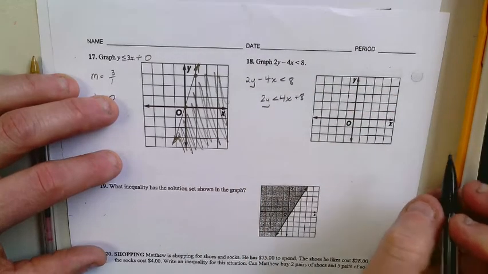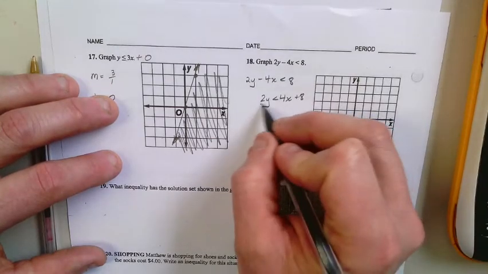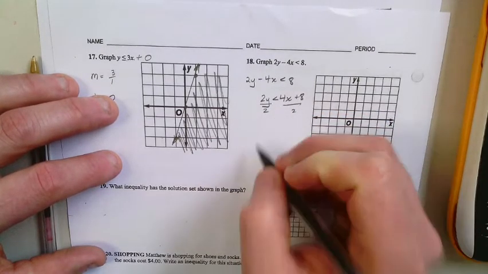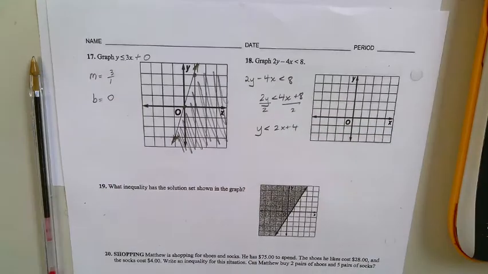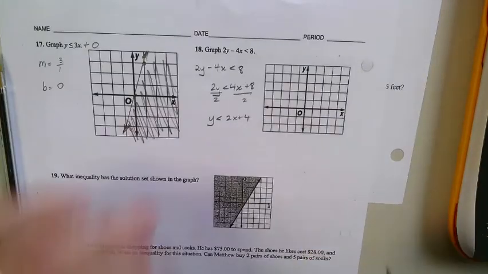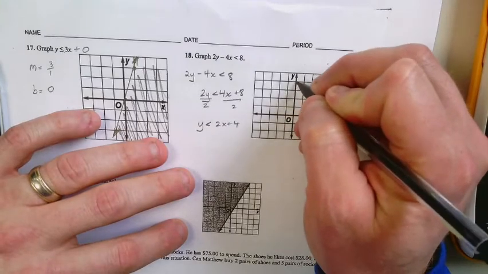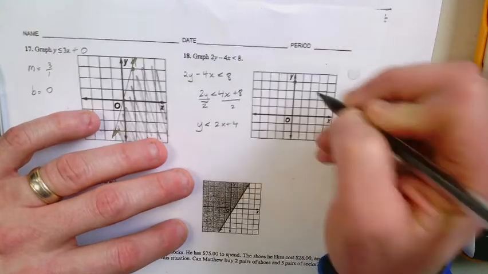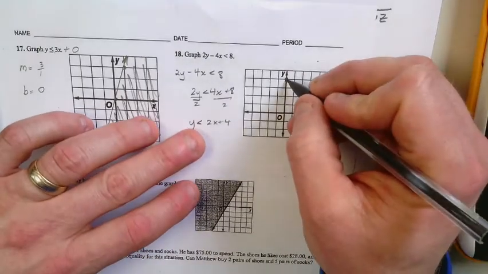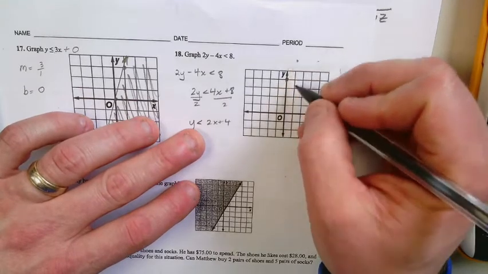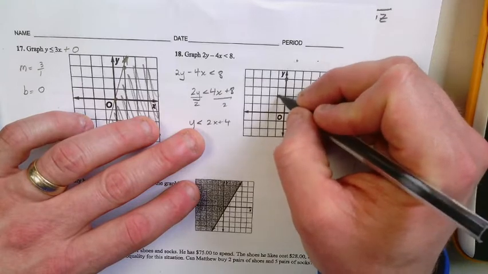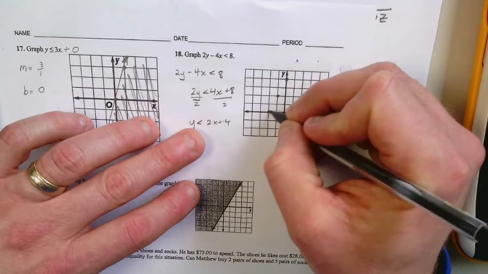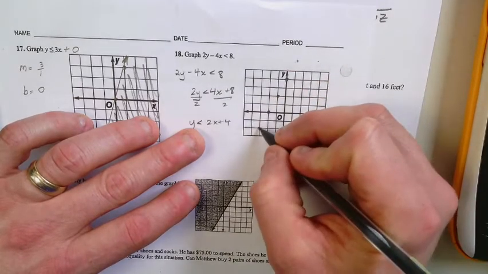Okay, I'm then going to divide everything by 2. So y is going to be less than 2x plus 4. Okay, so as I graph this out, up 4, 1, 2, 3, 4, got my point right there, and a slope of 2. Now, if I go up 2 over 1, you can kind of guesstimate where that's going to be. I'm going to go down to the left 1, down to the left 1, down to the left 1.